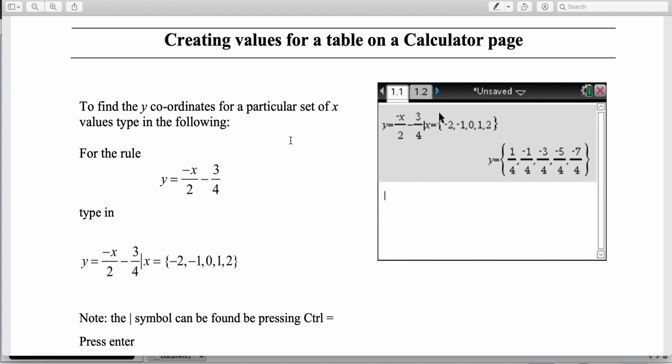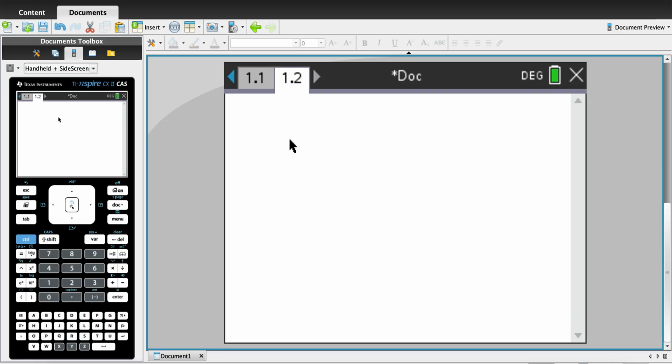And I'm going to follow. It says to find the y coordinates for the particular set of x values, type in the following. For the rule, type in the following. And then I'm going to show you how to do this. So we're going to do it. So our function is y is equal to negative x over 2 minus 3/4. So we're going to do it here.